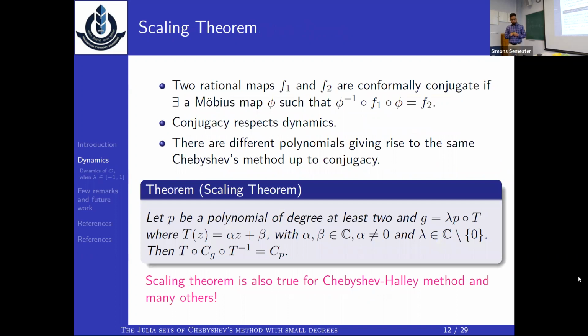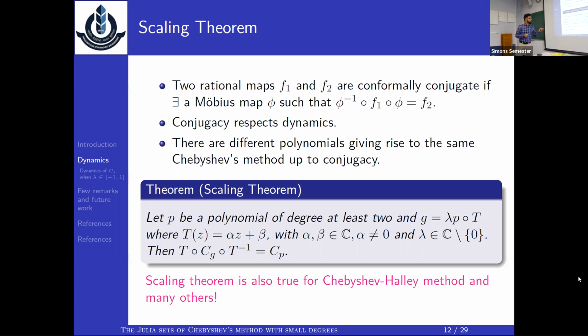The Chebyshev method also satisfies a special property known as the scaling theorem. Suppose we have a polynomial P. Now post-conjugate by an affine map T(z) = az + b, so we have P composed with T. Now multiply by a constant lambda and construct a new polynomial G, which is equal to lambda times P∘T. Then the Chebyshev method of P and the Chebyshev method of G are affine conjugate with the same affine map T.